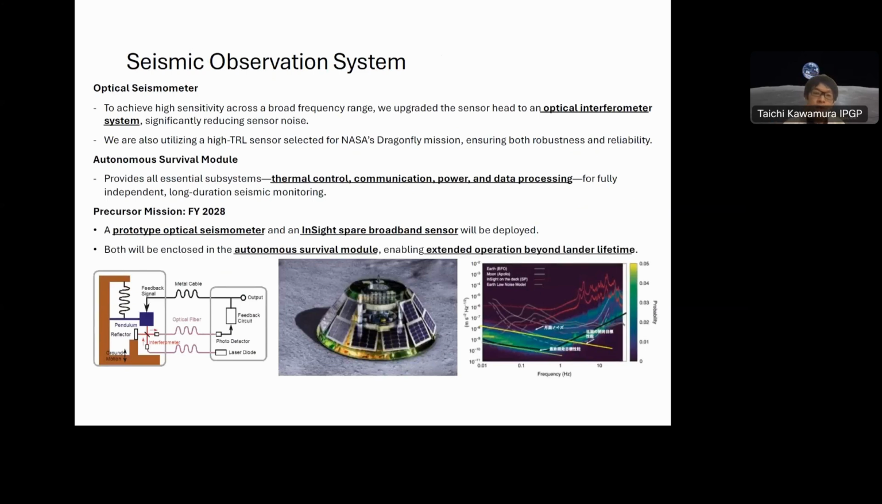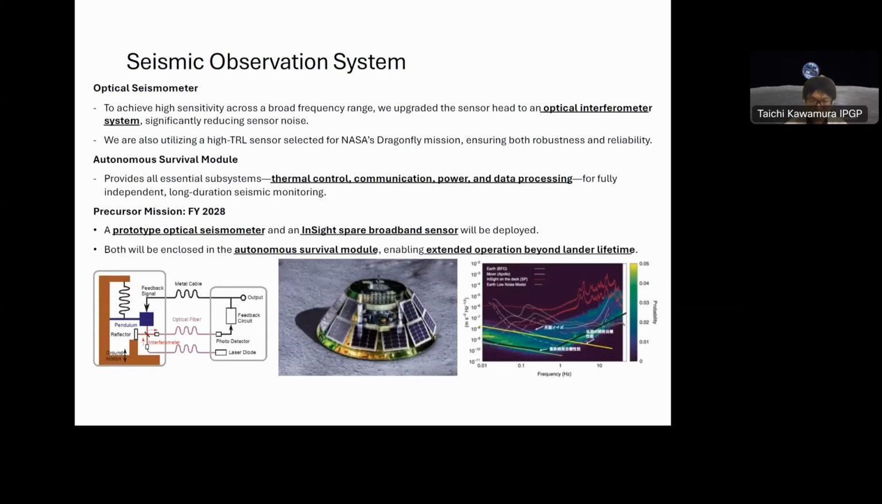For this, we are now developing a new generation seismometer, which is an optical seismometer. By moving to this optical technique, we were able to reduce the mechanical noise of the seismometer significantly, which is really a game changer in terms of seismic observation.